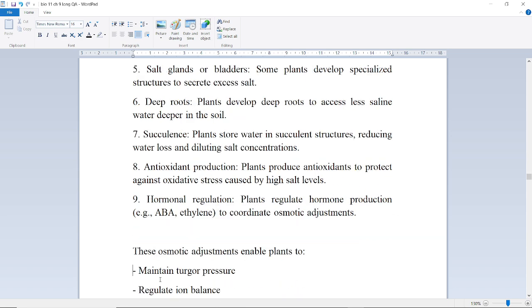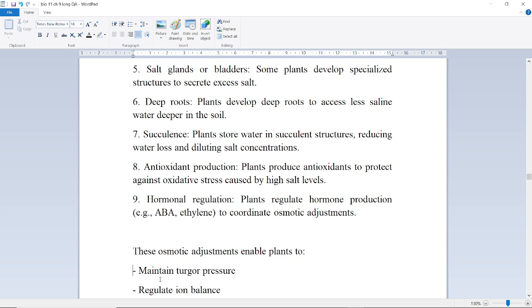Some plants develop specialized structures to secrete excess salt. Deep roots: plants develop deep roots to access less saline water deeper in the soil. Succulents: plants store water in succulent structures, reducing water loss and diluting salt concentrations. Antioxidant production: plants produce antioxidants to protect against oxidative stress caused by high salt levels.